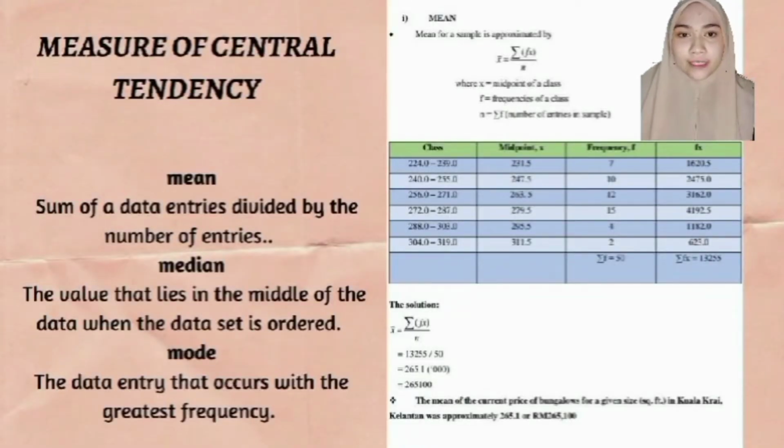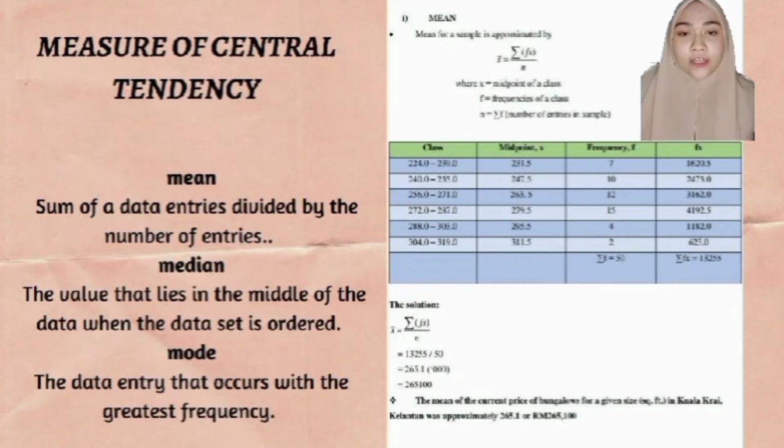3.0 Measure of Central Tendency. A measure of central tendency is a value that represents the center of a distribution. The 3 most used measures of central tendency for ungrouped and grouped data are mean, median, and mode. So, what is the mean? The mean is the sum of the data entries divided by the number of entries. We have 2 means, where capital N is for the population and small letter n is for the sample mean.